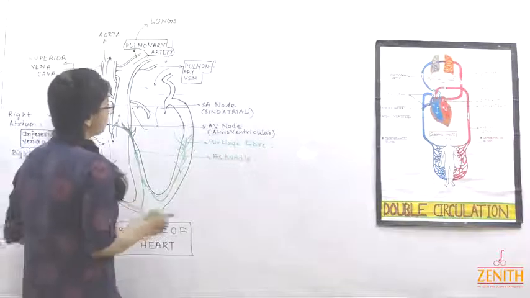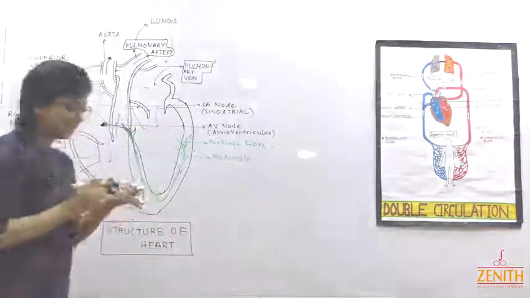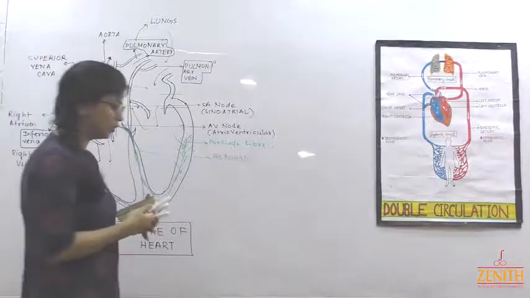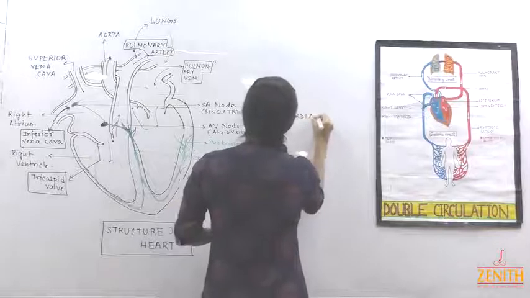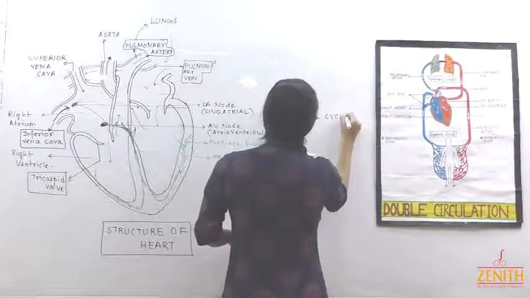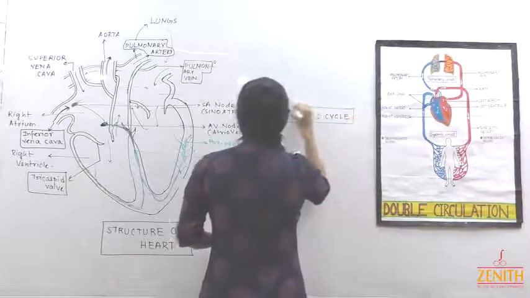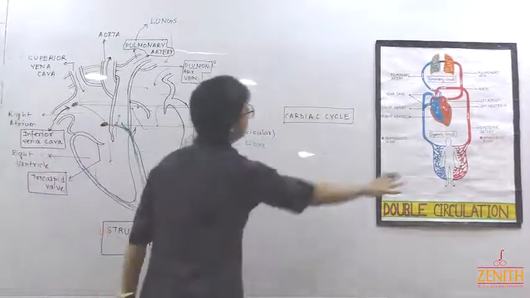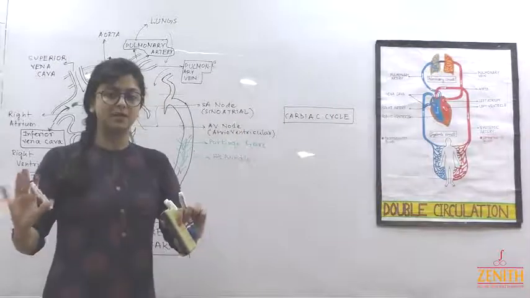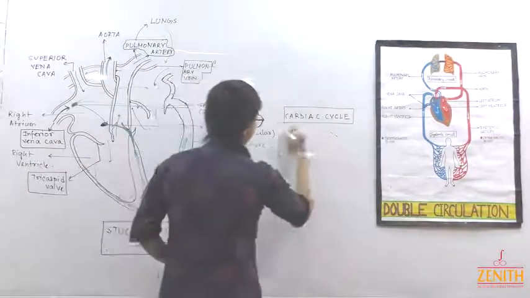Alright. So this entire process can be summed up into a particular cycle that is called the cardiac cycle. Cardiac cycle means the entire sequence of events that takes place in the process of double circulation. It has three phases.